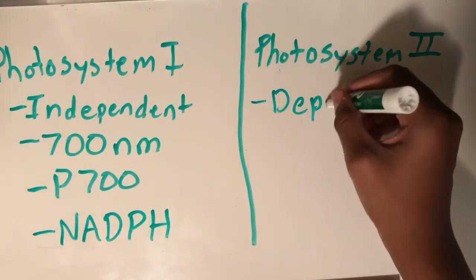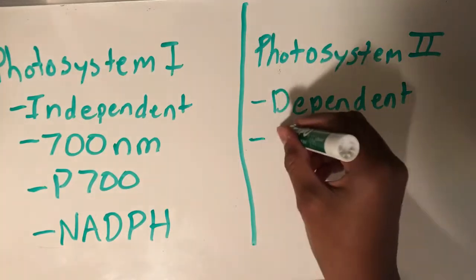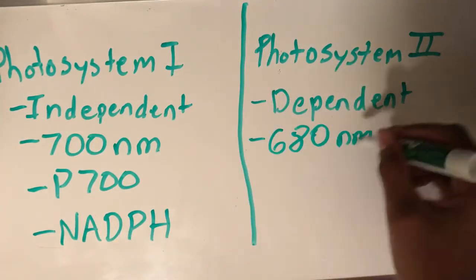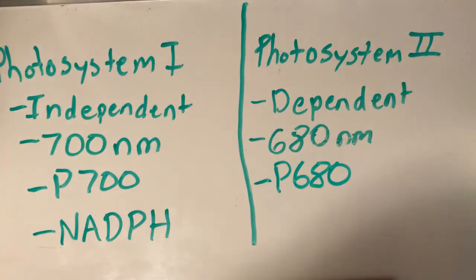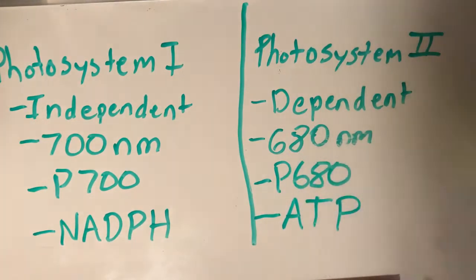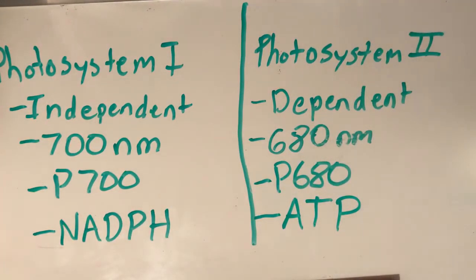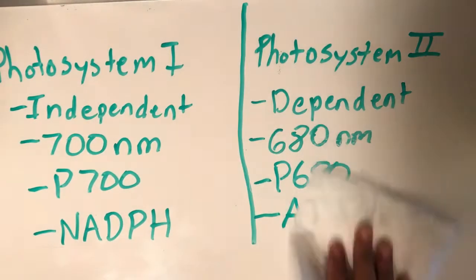Photosystem 2 absorbs 680 nanometer wavelengths of light and is dependent on P700's presence. Because of the light it absorbs, it can be called P680. P680's electron transport chain creates ATP.